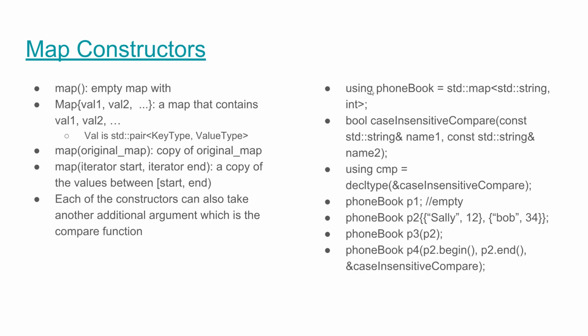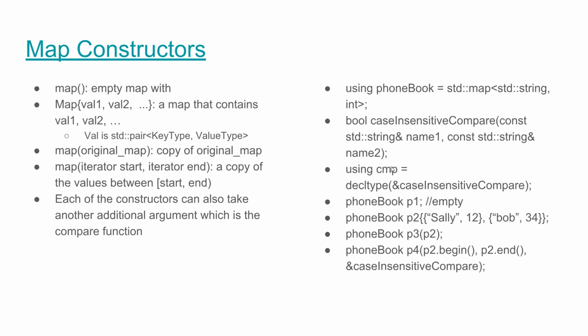So over here, I used the using statement because I didn't want to keep typing out phone book. So phone book is a map of strings to integers. And then I have another function over here, case insensitive compare, that takes in a string reference name1 and a string reference name2. Over here, you can imagine what this function would do, I didn't write it out, but it would compare the two strings in a case insensitive way, right? Maybe it makes them both all lowercase, and then it compares them to see who comes first.